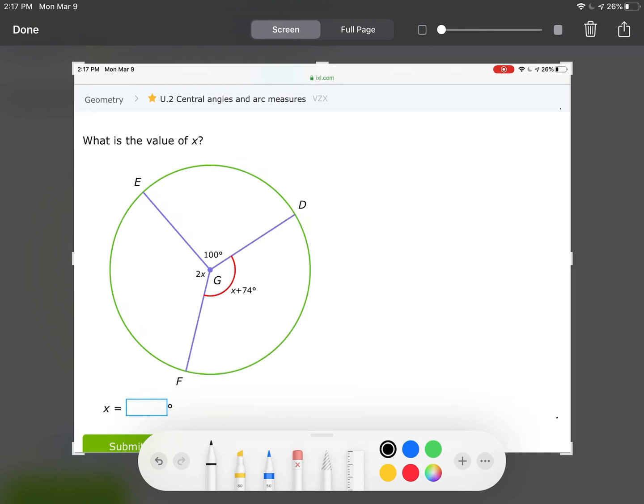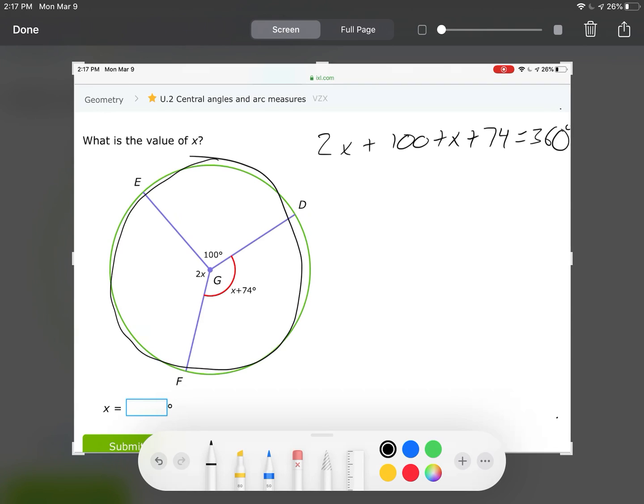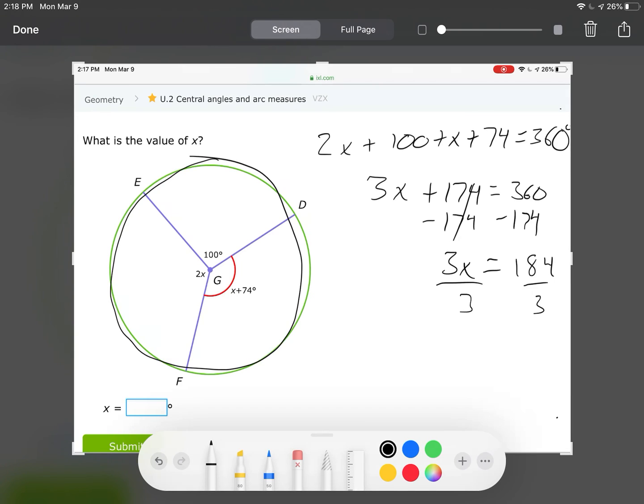What we learned in this section is that all the way around the circle is 360 degrees. So 2x plus 100 plus x plus 74 equals 360 degrees. Then we have to solve for x, so we're going to combine like terms. We get 3x plus 174 equals 360. Subtract 174, subtract 174, that cancels out, and we get 3x is equal to 184. Divide by 3, divide by 3.